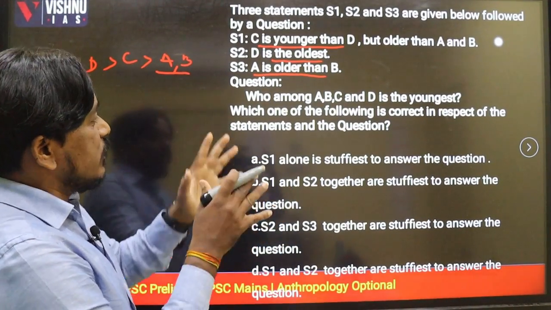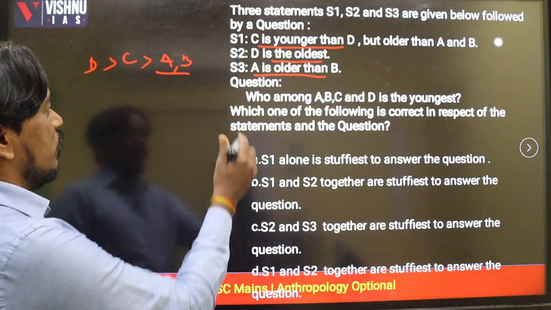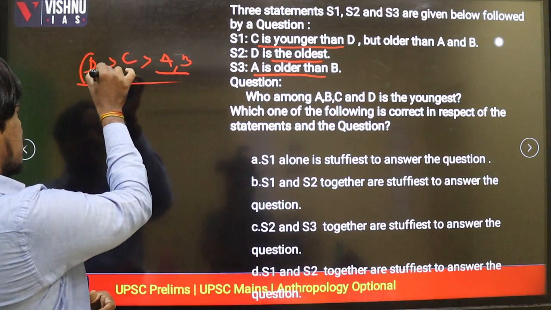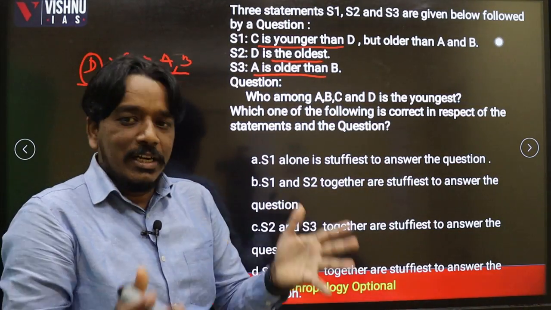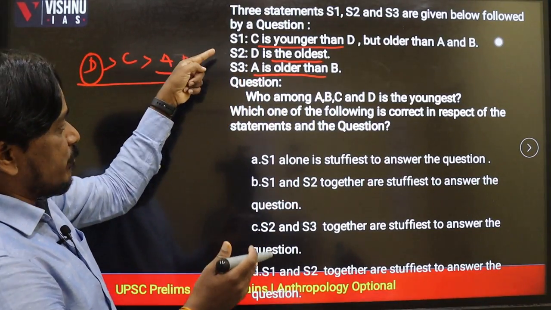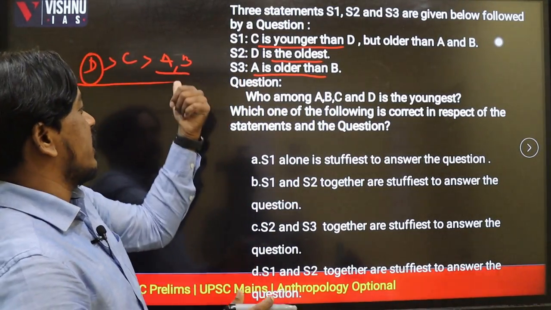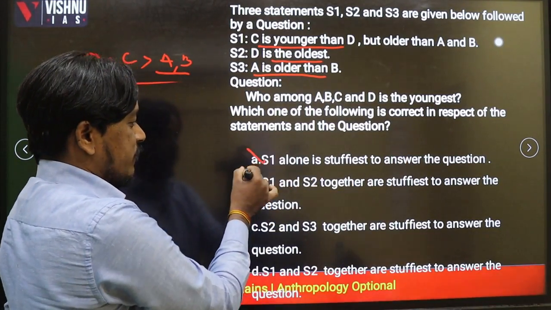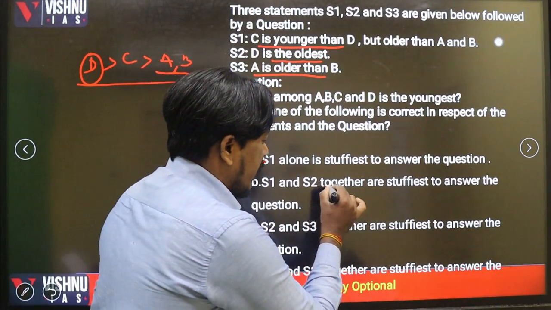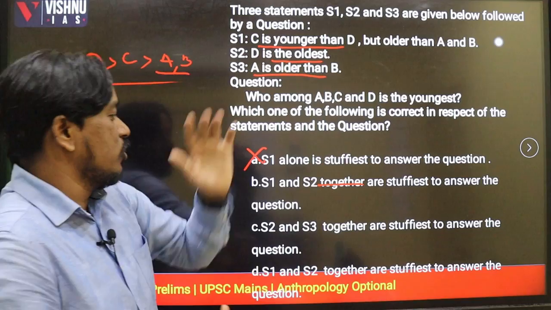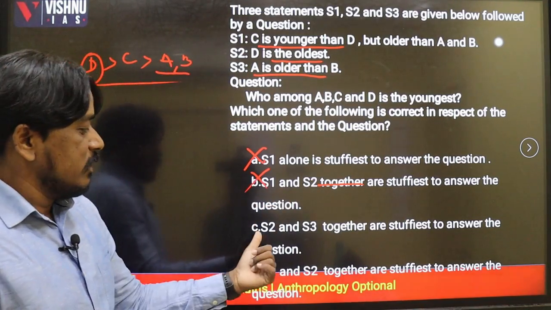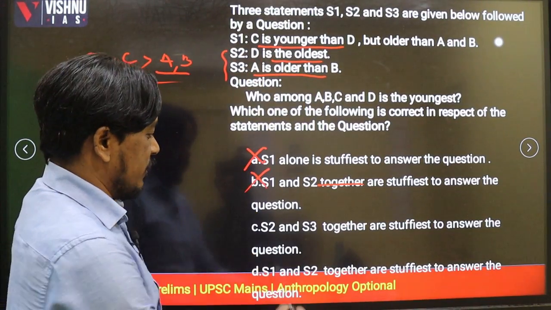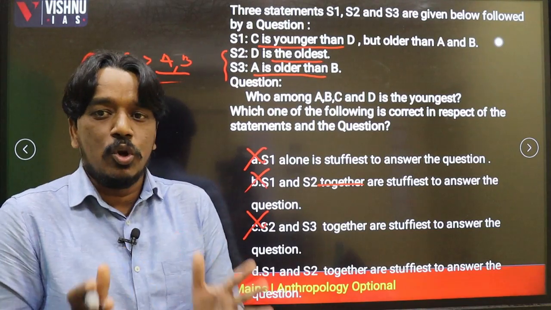But if you take any two combined, say statement 1 and statement 2: D is the oldest out of all these 4 members, according to statement 2. Already D is the oldest, but from statements 1 and 2 we cannot decide who is the youngest. So if you observe the options, statement 1 alone is not sufficient, we already saw that. Similarly statements 1 and 2 together are also not sufficient to find the youngest one. Statements 2 and 3 are also not sufficient, because there are too few points and nothing is fixed.